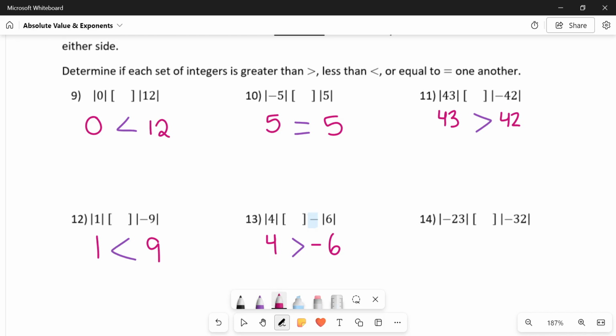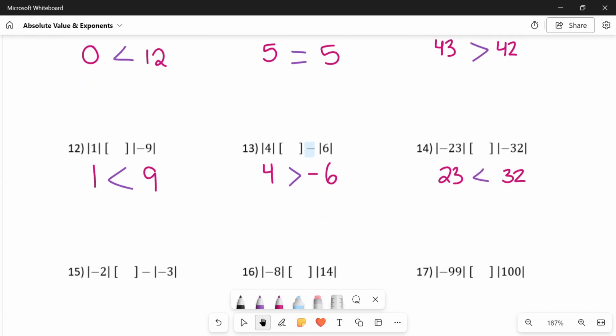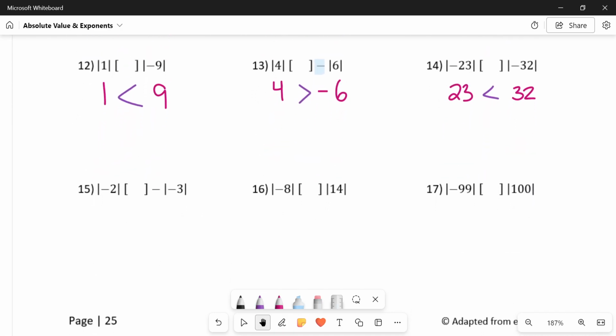Number 14, it looks like both of my negative signs are inside the absolute value bars, so this is nothing special. Negative 23, the absolute value is 23. And the absolute value of negative 32 is 32. 23 is less than 32. Number 15, the absolute value of negative 2 is 2. And here we have a negative on the outside again. Bring it down. The absolute value of negative 3 is 3. 2 is greater than negative 3.